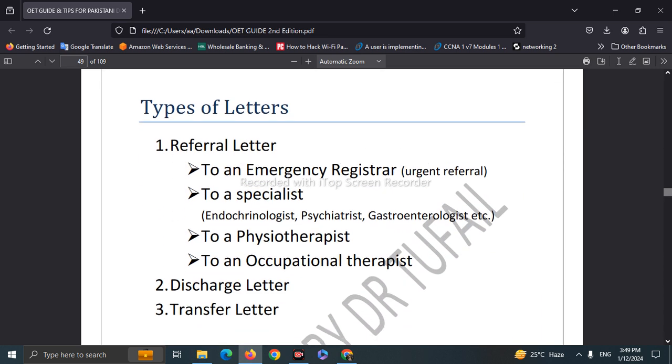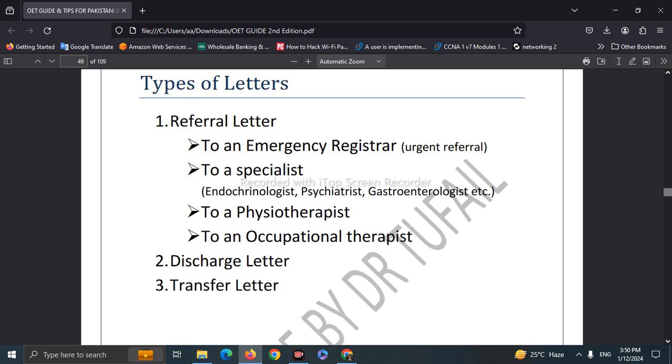Referral letters: there are two types, simple referral and urgent referral. A referral is mostly written by a GP to a specialist doctor, and an urgent referral is mostly written to an ER doctor. Another is the discharge letter, written by the specialist to the GP. And the transfer letter is mostly written by a GP to another specialist.